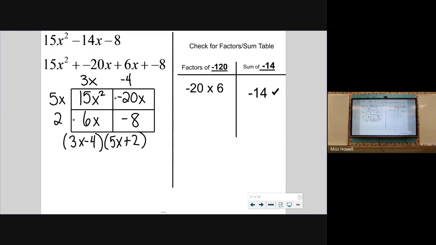All right, last one. 15x squared minus 14x minus 8 does not have a greatest common factor. So we need factors of negative 120 that add up to a negative 14. Our magic combo then is a negative 20x and a positive 6x. Row by row, column by column, factor out our GCFs to get a binomial of 3x minus 4 and a binomial of 5x plus 2.